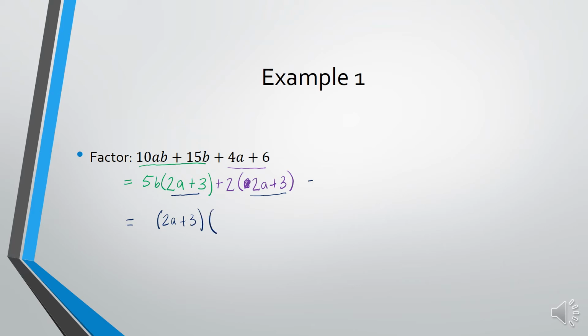So when I factor out this 2a plus 3, I'm going to rewrite this over here. So I had 5b times 2a plus 3 plus 2 times 2a plus 3. When I factor it out, what I'm going to do is divide both terms by that 2a plus 3. And what I'm left with is 5b from the first one and just 2 from my second one. So I've rewritten this to be a product, 2a plus 3 times 5b plus 2.